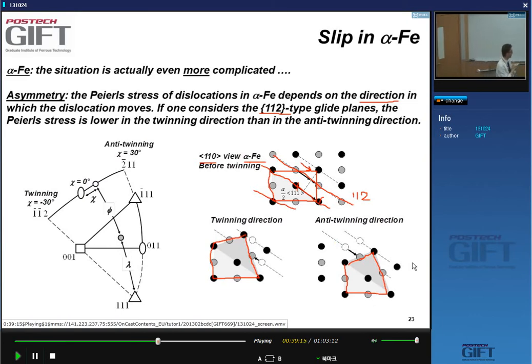However, you can see the shear has resulted in a twin. In this direction, the shear was easy to achieve. In this direction, it was harder to achieve, because the atom has to move over the hump created due to the presence of this atom, yes? So there is a difference in shear stress required to get this twinning in one direction, and anti-twinning, yes?